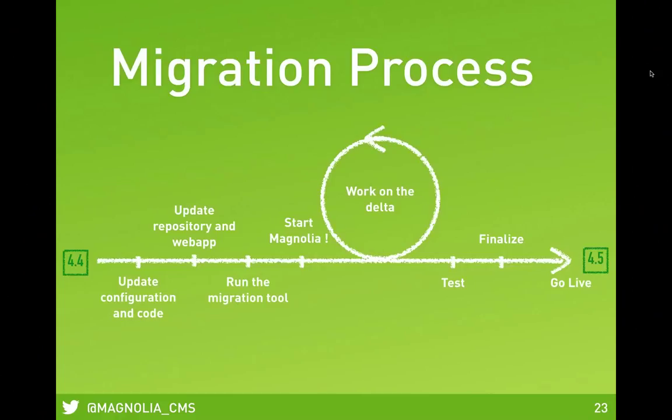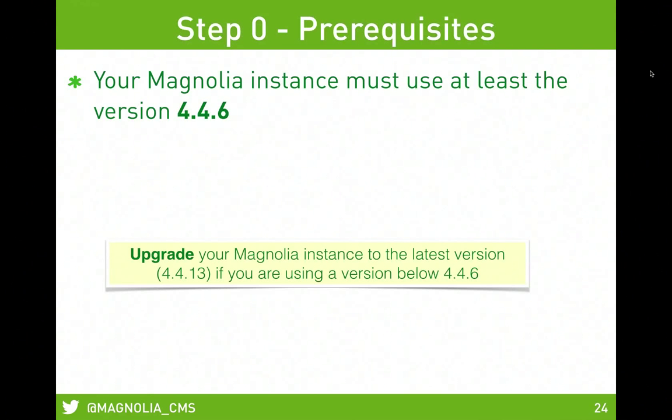Now the migration process. As you can see, this process is made of several steps with an iterative loop in the middle. But before starting, please check that the following prerequisites are satisfied. First, your Magnolia instance must use at least version 4.4.6. If it's not the case, you must upgrade to the latest version, which is today 4.4.13. This will have an impact on the go live. You will have to deploy two distinct works. The first one, which is an upgrade to 4.4.13, and the second one, which is a real migration to 4.5.